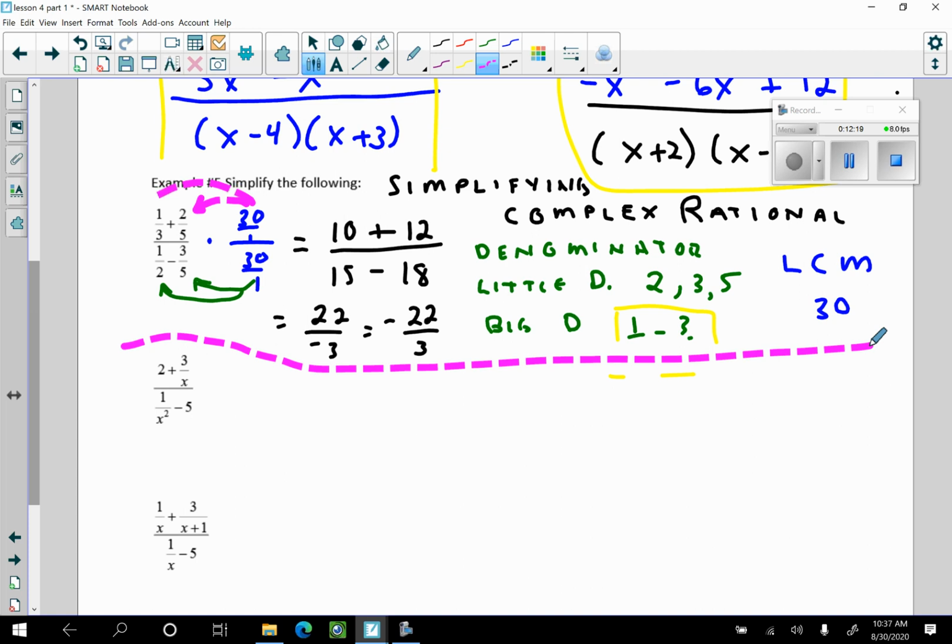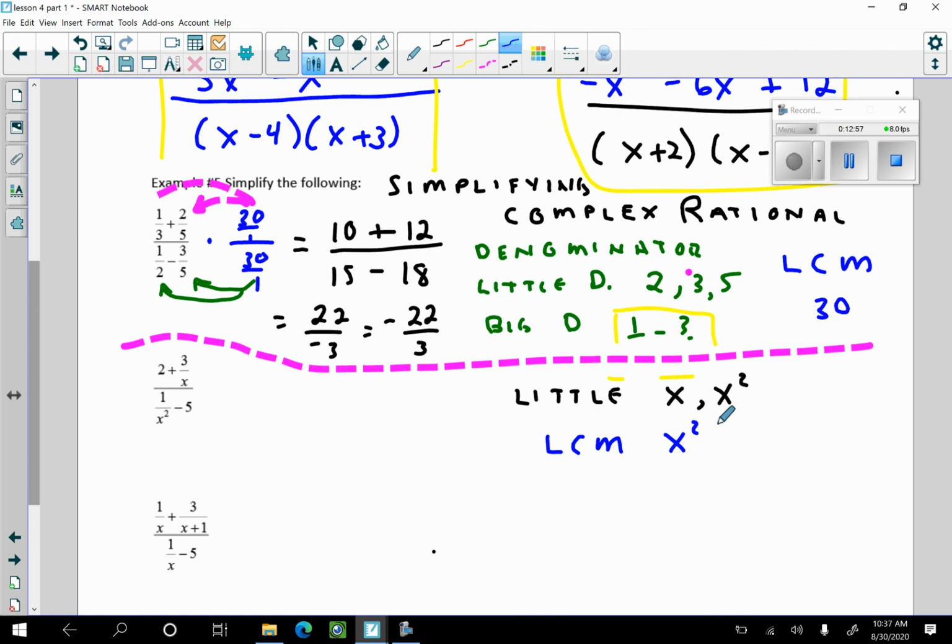In this example 2, what are the little denominators? The little denominators are x and x squared. The big denominator is this guy right here, and I'm going to just circle him, but we don't worry about that. We don't worry about the big denominators. We're only going to worry about the little denominators. And I want to find the least common multiple of the little denominators. Well, what's the least common multiple of x and x squared? You guessed it, it's x squared. Because x squared is a multiple of x.